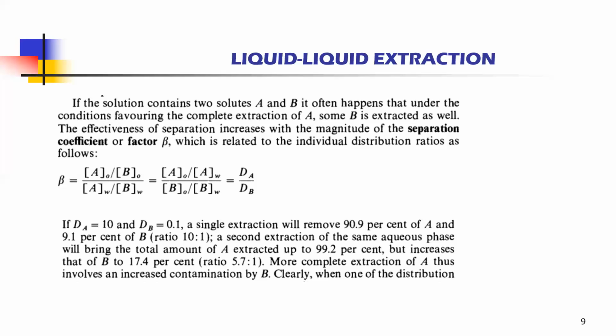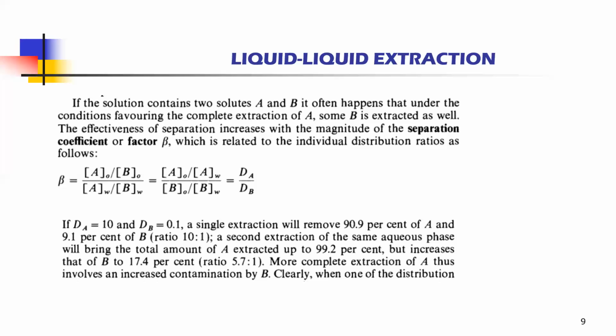If we attempt the second step, we get an increased amount of A, but along with that there is a subsequent increase in the amount of B also. The value of B rose from 9.1% to 17.4% in the second step. So the ratio now becomes 5.7:1. Initially the ratio was 10:1, and now the ratio became 5.7:1. So more complete extraction of A thus involves increased contamination by B.